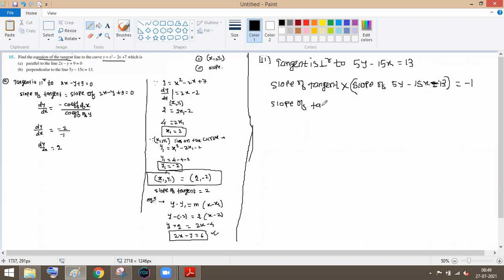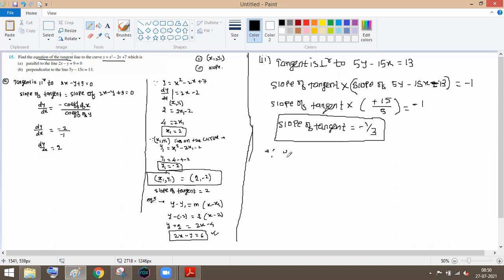yes, slope of tangent, tell me quickly. So that will be slope of tangent into what is the slope of this? I told you, minus coefficient of x, that is minus of minus 15, plus 15, upon coefficient of y, 15, equal to what? Minus 1. So can we say that we got the slope of tangent equal to what? Minus 1 by 3.